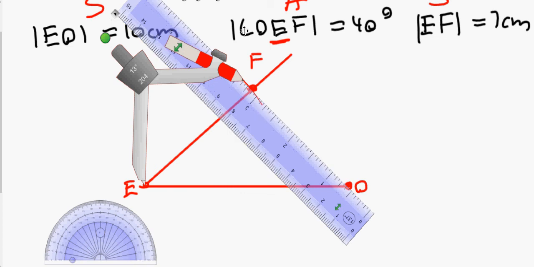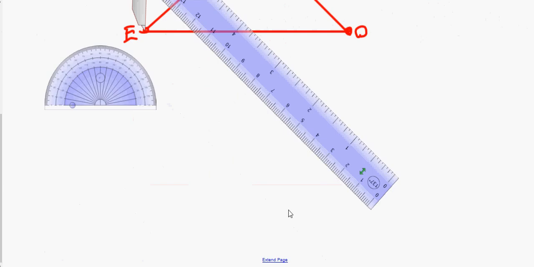There we go, okay? Then we can join these together. And this is my triangle EDF. Okay, next construction. Triangle given ASA data.